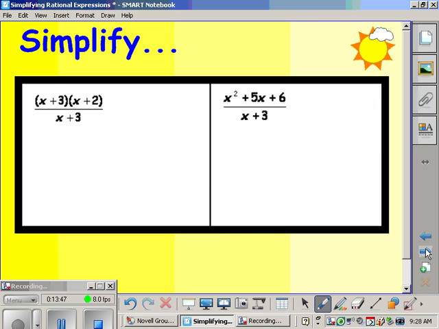Okay, let's look at the problem on the left on this slide. Now notice on this one, you've got 3 binomials. None of them can be factored any further, so you want to look for matching binomials, because the only way binomials can cancel is if they have an exact match. So you can see you have an x plus 3 in the numerator and an x plus 3 in the denominator, so those cancel. So you're left with x plus 2.